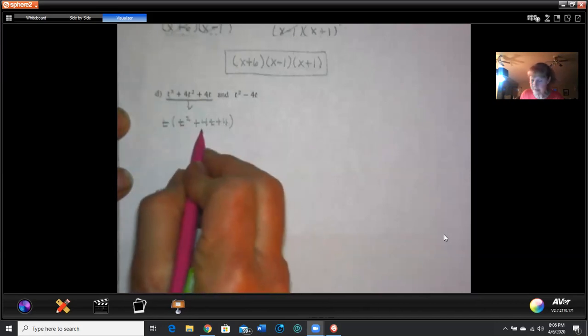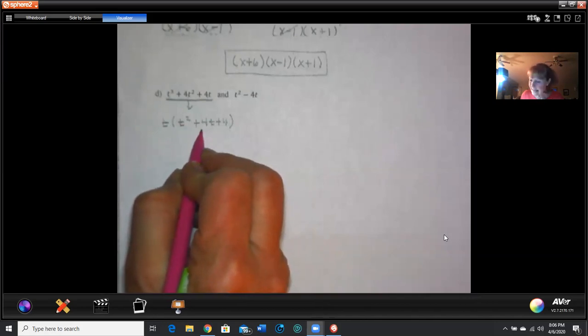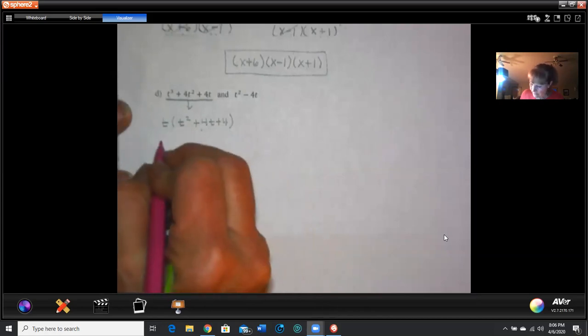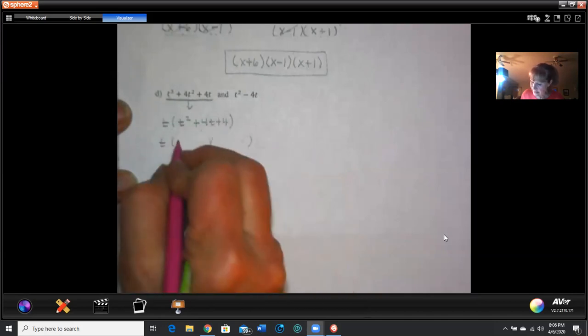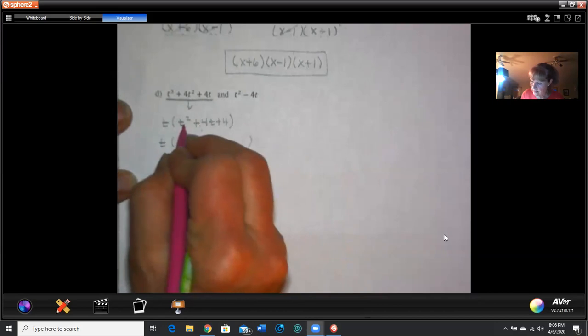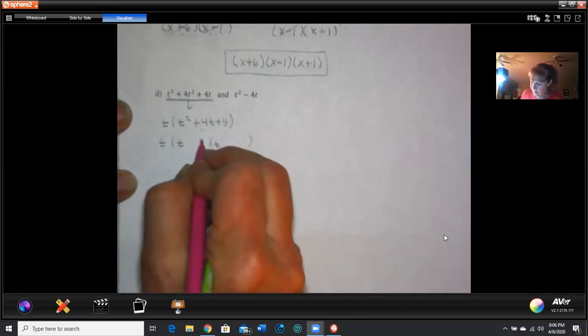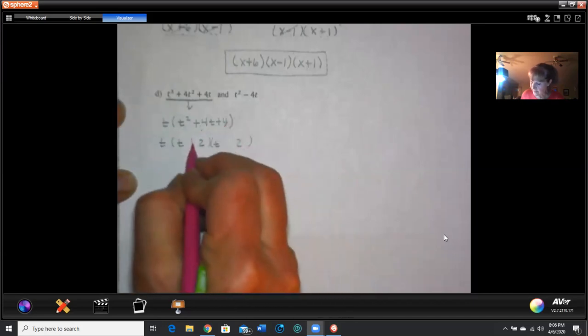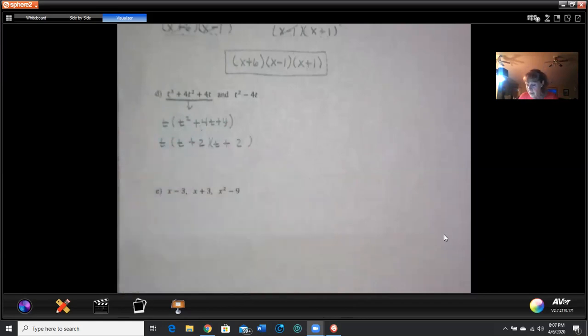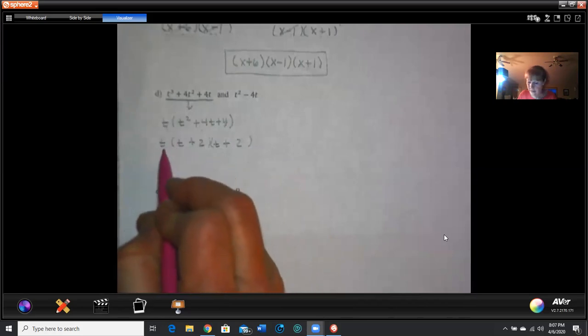Now, this can be factored. So we're not done. This can be broken apart, just like we had that 8 on the previous page. We broke the 8 down into 4 and 2 and 2 and 2. You have to keep breaking it down until you can't any longer. So breaking this down, t times t gives you t squared. 2 times 2 gives you 4, and added together gives you a positive 4t. And don't forget to bring down that 1t that we took out. So you can't forget it, it goes down here.